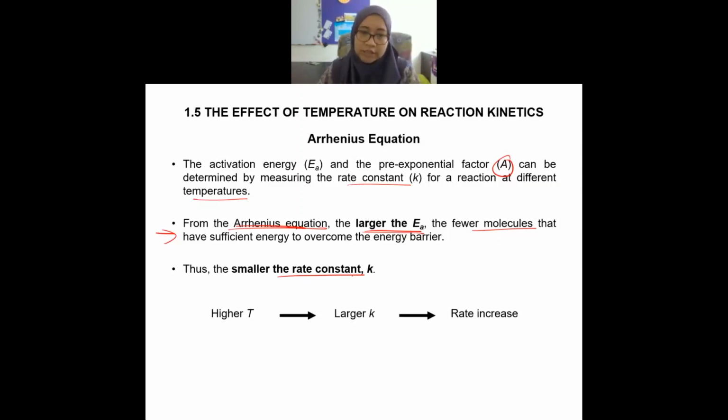Okay? Alright, so we can conclude that when we have higher temperature, that means the value of k will increase. We will have larger k value. Sebab apa? T is directly proportional to rate kan? When T increases, rate will also increase. And rate is also directly proportional to k. Kan? So when we have larger k, that means the rate increases. And vice versa lah, terbalik lah. Kalau lower T, that means lower k, the rate decreases. Okay? Alright, moving on.